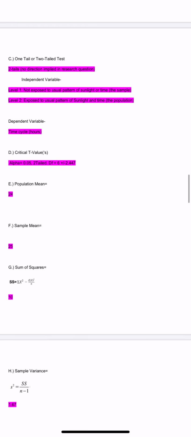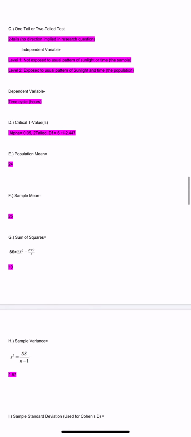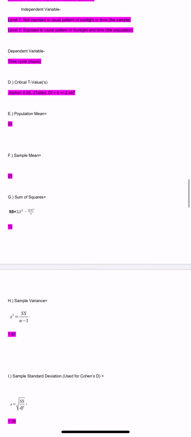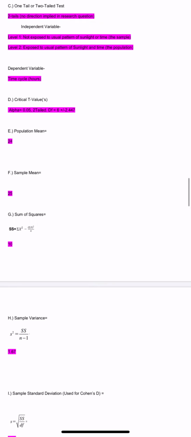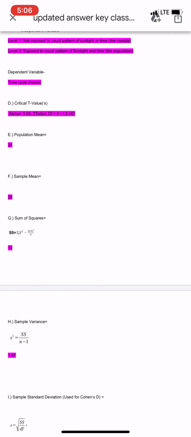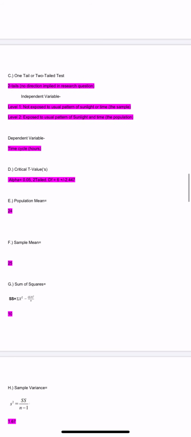Independent variable, there's two levels here, right? There's the group that's not exposed to the usual pattern of sunlight or time, right? And that was the sample, right? Because they were not exposed to any sort of time as well, right? The clocks were taken away. They couldn't look at any sort of time like that. And there were no windows, so they couldn't see any sunlight. And the population is everybody else in the world exposed to usual patterns of sunlight and time. The dependent variable is time cycle in hours, right? The dependent is always what's being measured, and what was being measured was the cycles of the participants.